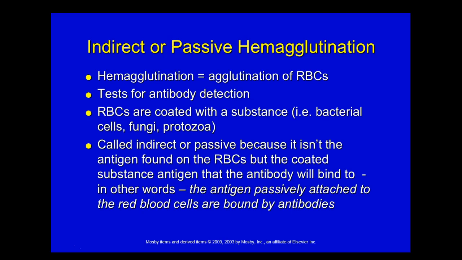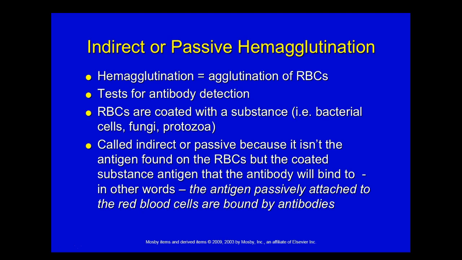We also have indirect or passive hemagglutination. Hemagglutination is where they use RBCs. So this tests for antibody detection. The first thing that happens is RBCs are coated with a substance, usually bacterial cells, fungi, or protozoa. And it's called indirect or passive because it isn't the antigen found in the RBCs, but the coated substance that the antibody will bind to.